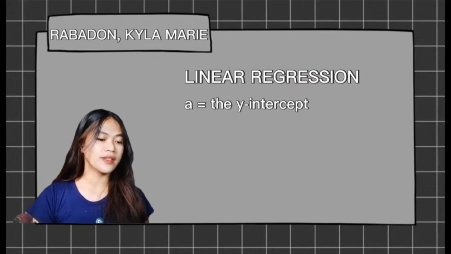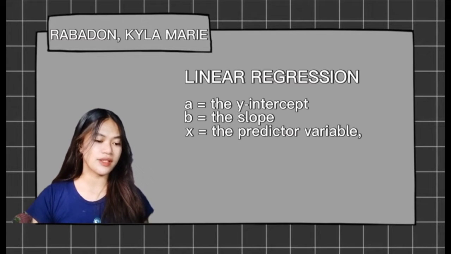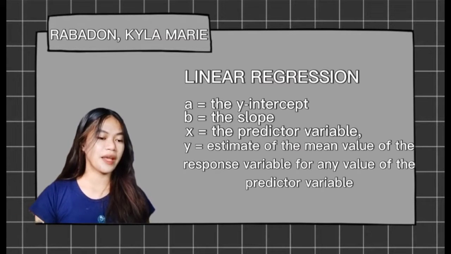where A equals the y-intercept, B equals the slope, X equals the predictor variable, and Y is the estimate of the mean value of the response variable for any value of the predictor variable.